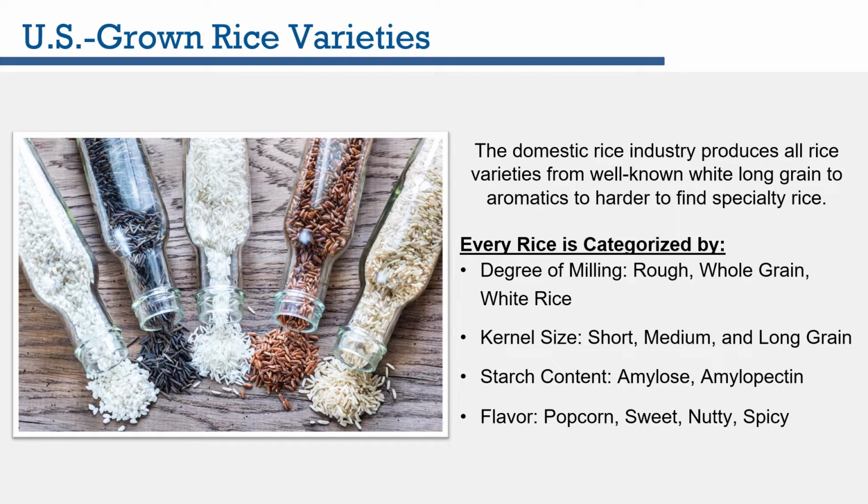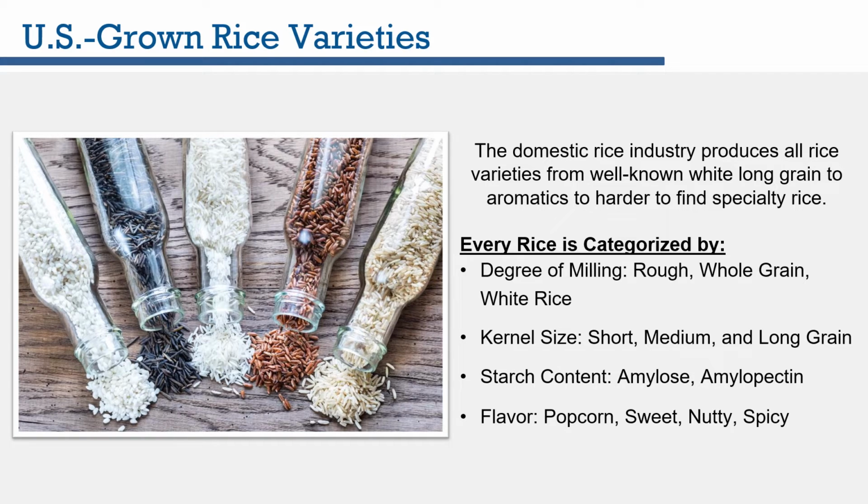Rice is typically categorized by four main traits. Degree of milling, is it a whole grain or white rice? Kernel size, is it short, medium, or long grain? All rice is classified as either short, medium, or long grain based on the length to width ratio of its kernels when cooked. Next is starch content.